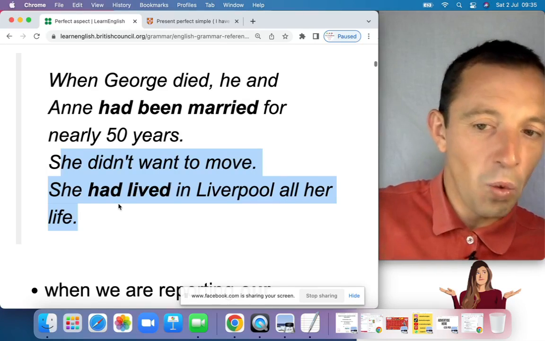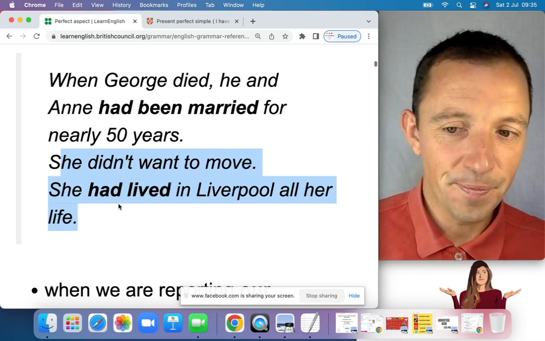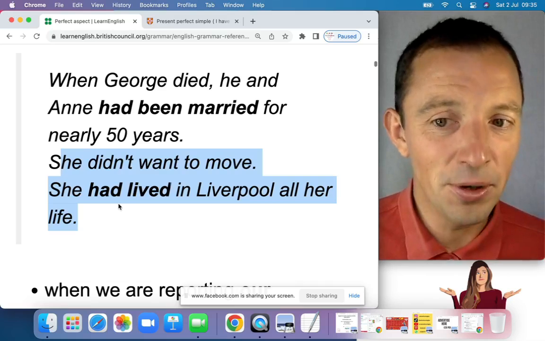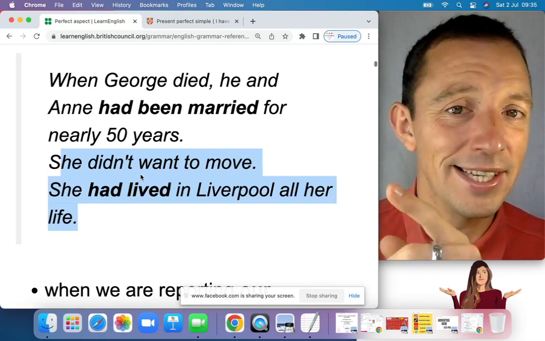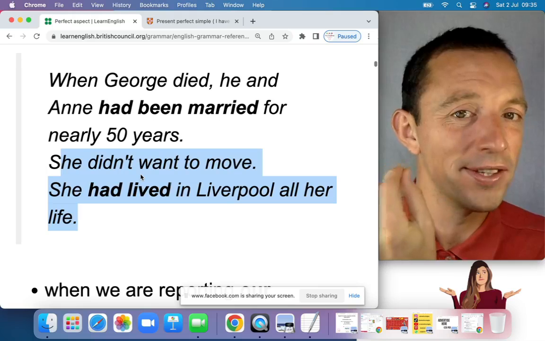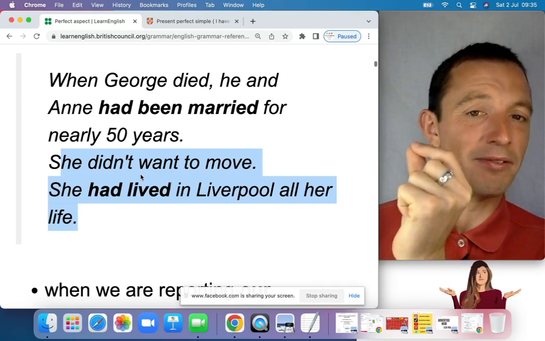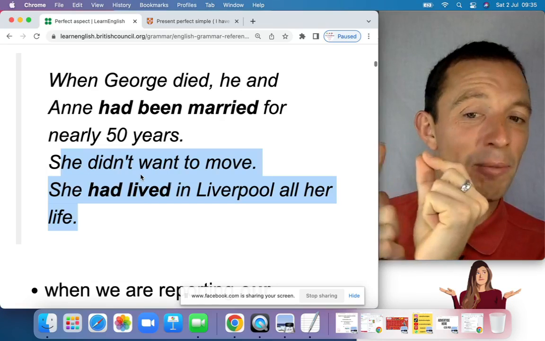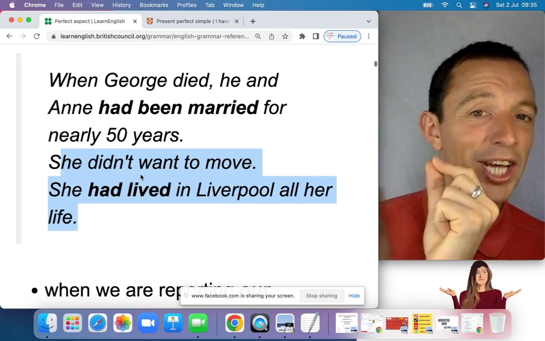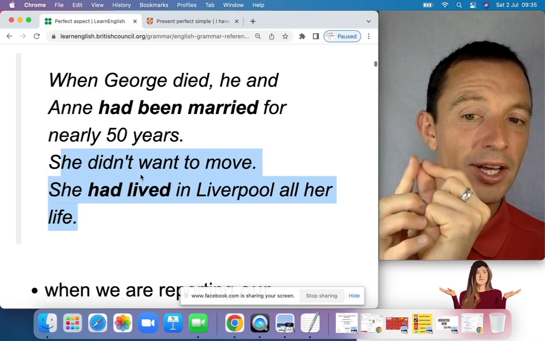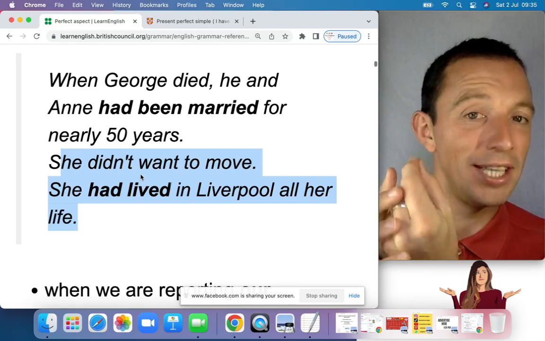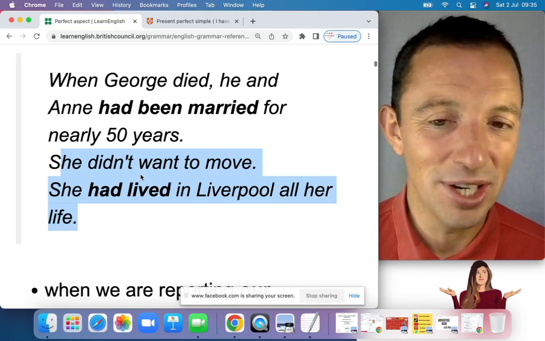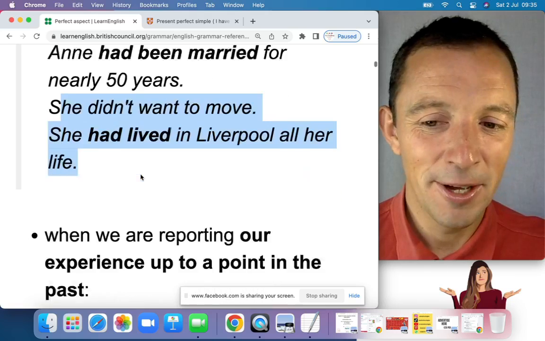She didn't want to move to Liverpool. Sorry, she didn't want to move. Full stop. She had lived in Liverpool all her life. So the first sentence is the past simple. She did not want to move. That's the past simple, a perspective in the past. So the time before that particular moment in the past, we're using the past perfect. She had lived in Liverpool all her life and she did not want to move from that moment in the past. Very interesting. And basically, that is the use and the description of the past perfect.